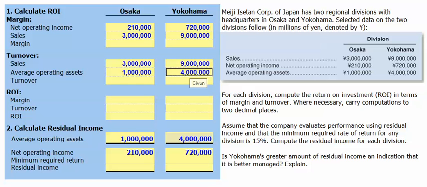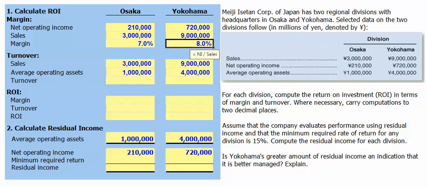Let's go ahead and calculate the margin for the Osaka and Yokohama divisions. Our margin is our net operating income of 210,000 yen for Osaka divided by 3 million yen in sales, or 7%. For the Yokohama division, the net margin is 8%. An 8% margin means that the Yokohama division is generating 0.08 yen in income for every 1 yen in sales. From a profit margin perspective, the Yokohama division is performing better than the Osaka division.